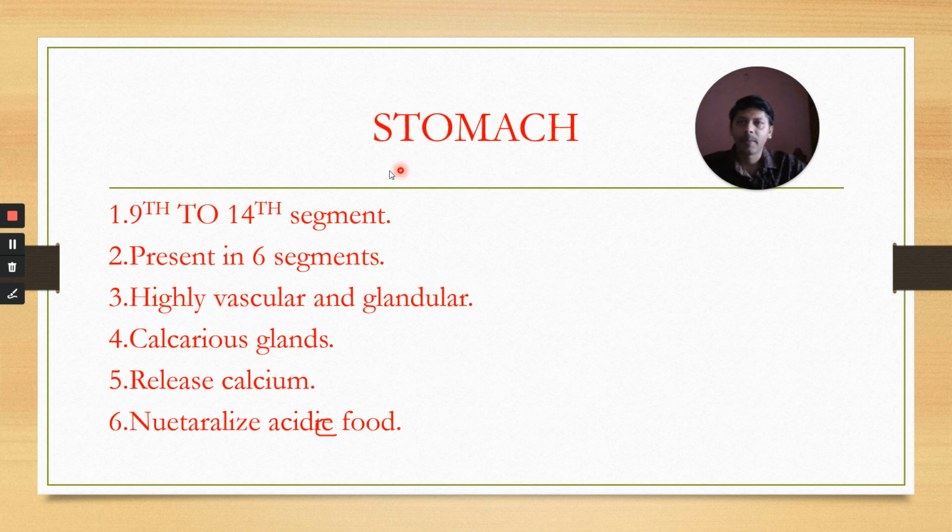Next one, stomach. It extends from the 9th to the 14th segment, present in a total of 6 segments: 9, 10, 11, 12, 13, 14. Highly vascular and glandular. What type of glands are present here? Calciferous glands are present. What do they release? Calcium. What is the function? They neutralize the acidic food.